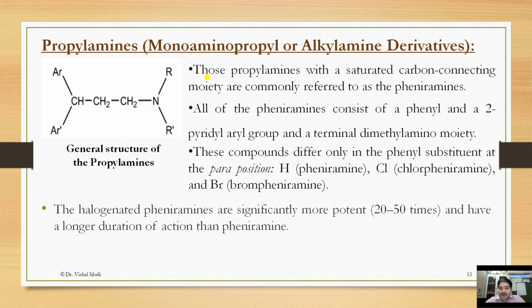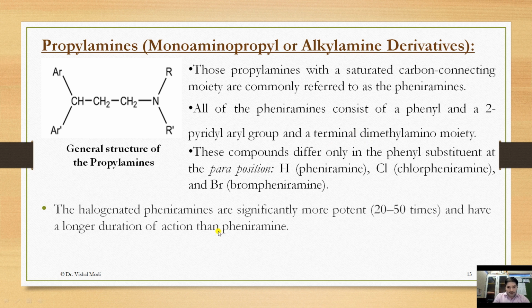Those propylamines with a saturated carbon connecting moiety are commonly referred to as the pheniramines, meaning saturated carbon moiety, CH, CH2, CH2. This is a saturated molecule. That is why it is called pheniramine derivatives. Okay. All of the pheniramines consist of a phenyl and a 2-pyridyl aryl group and a terminal dimethylamino moiety. These compounds differ only in the phenyl substituent at the para position.